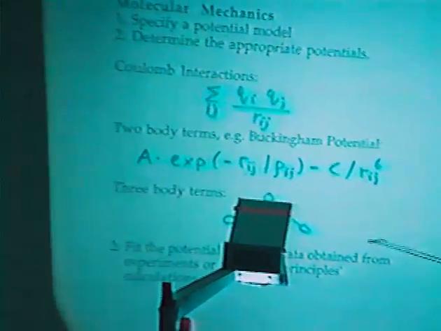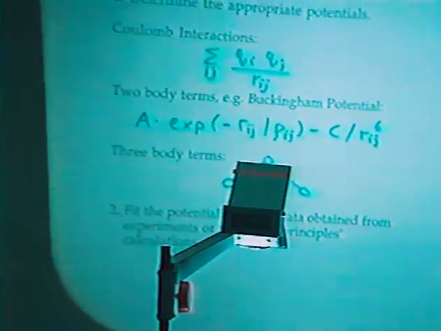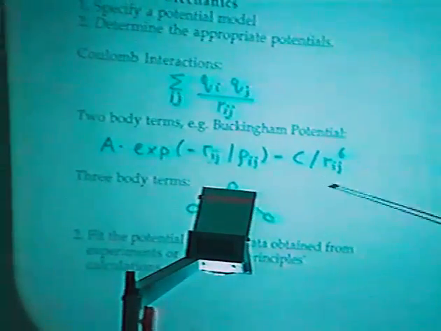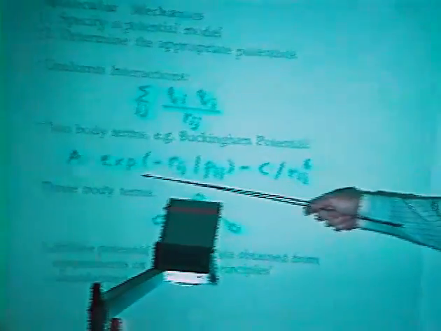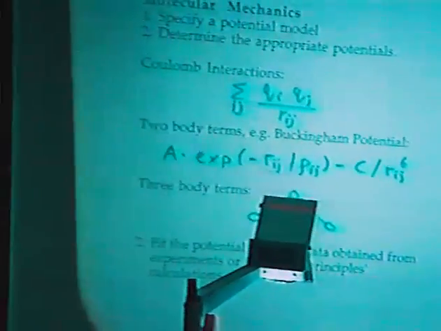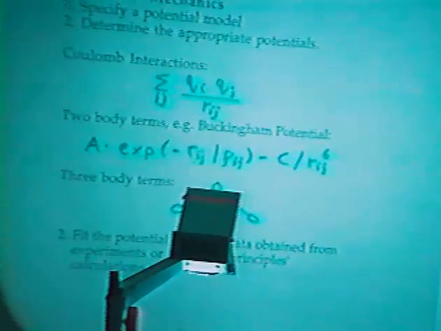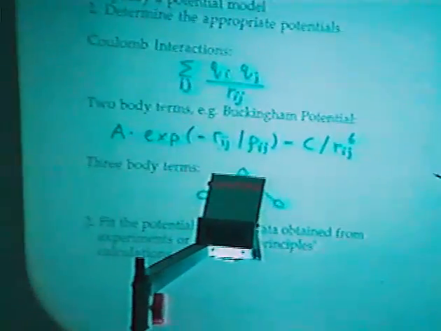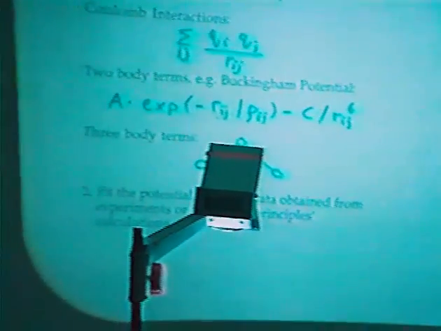And there are some intelligent ways to make that summation, for instance, the Ewald summation. Then you have the short-range interactions, and I want to divide them in two-body terms and three-body terms. This is the so-called Buckingham potential. It has a repulsive part, and an attractive part. But you can also use Lennard-Jones or whatever kind of potential you think fits best to your particular system. And there are so-called three-body terms, which are more important in covalent bonding.